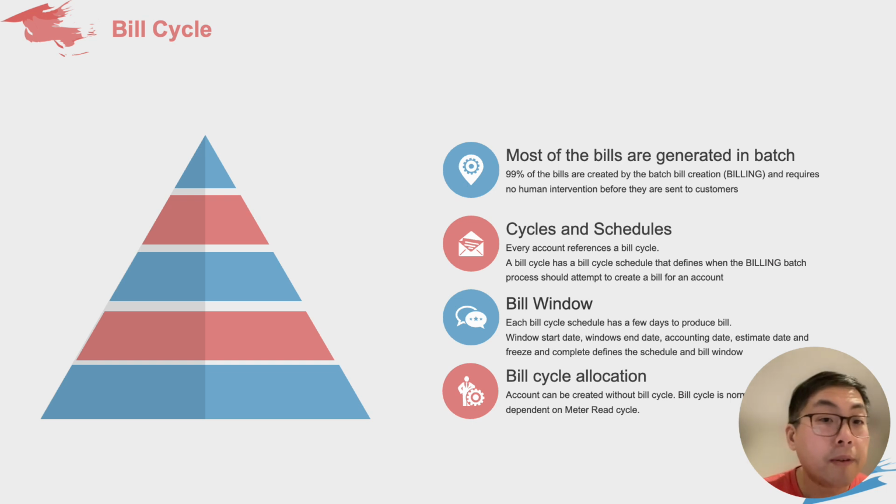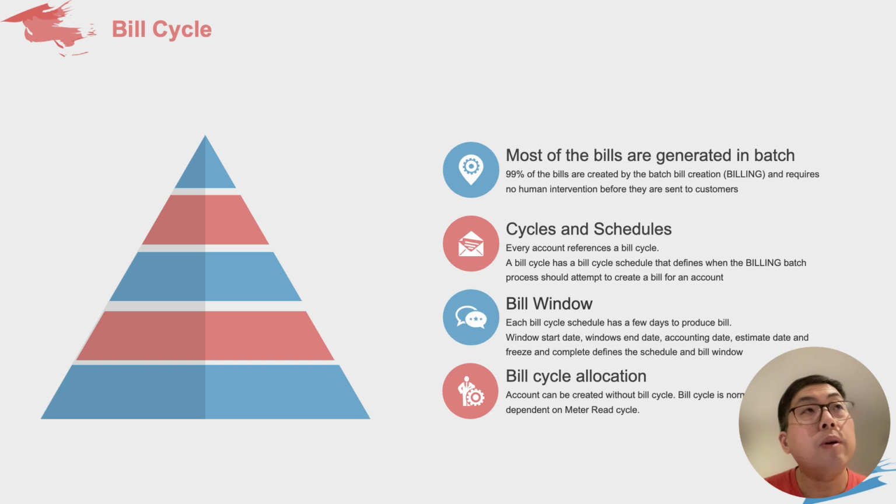And for 99% of the bills, if the meter read is found or can be estimated, there is no human intervention required. Everything just goes automatically. Only 1% of the bills, potentially, if there are some issues, maybe there's a warning or a bill stop set on the account, require manual intervention, but in general the majority is done by the batch.